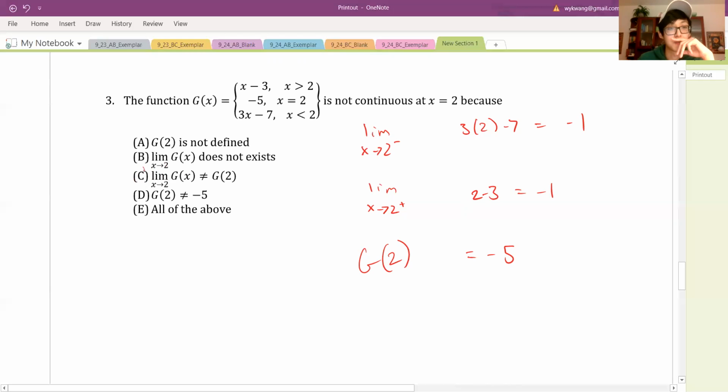Let's eliminate the other answer choices too. G of 2 is not defined. Well, is that true? No, we're told that g of 2 is equal to negative 5, so it is defined. The limit of g of x does not exist. Well, it does exist because these two sides go to the same point. If they went to different points, like negative 2 or even negative 100, then it would not exist. But they do go to the same point, so we're all good there. G of 2 does not equal negative 5? Well, it does, because we just plugged in g of 2 and it tells us straight up that it's equal to negative 5. All of the above? Clearly not. We eliminated a lot of the answer choices, so it's C.